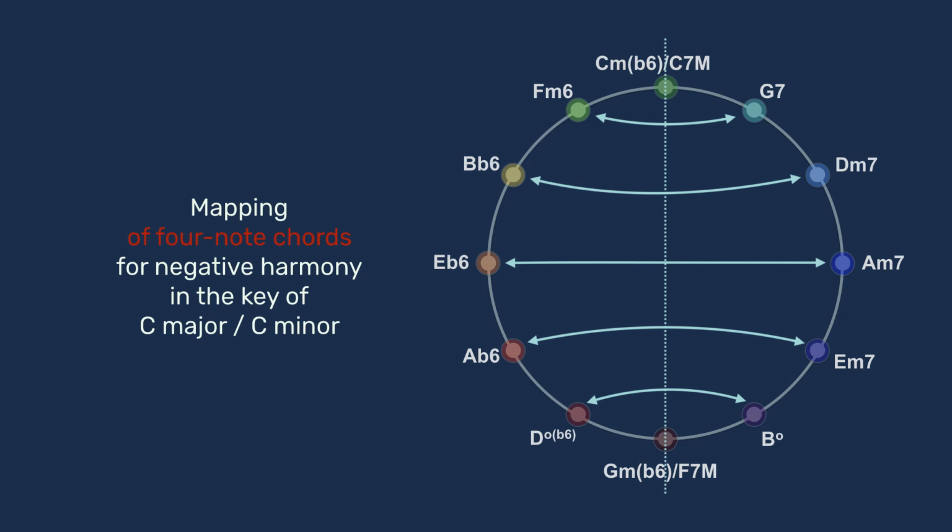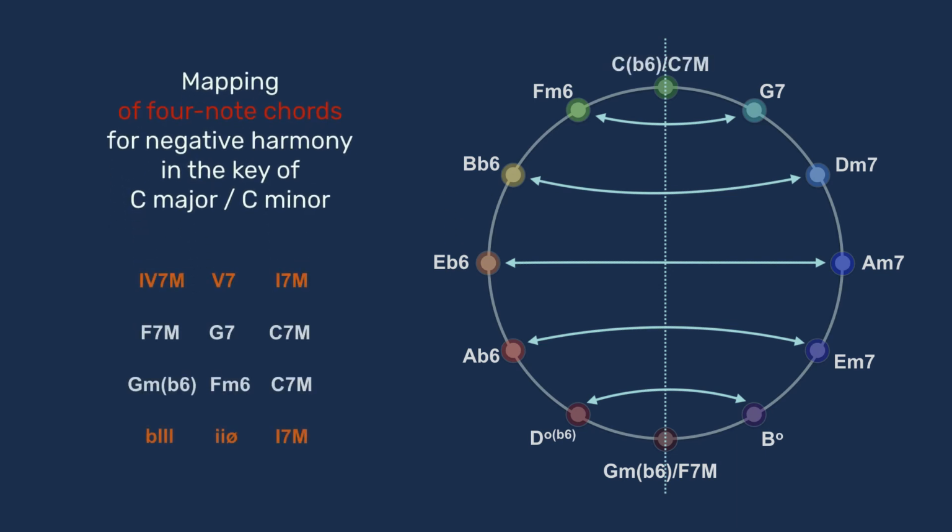Instead of G minor seventh, which is the negative for D minor seventh, we have to consider it as a B flat with an added sixth, and so on. So a 4-5-1 progression of 4-note chords like this, when inverted, sounds like this.